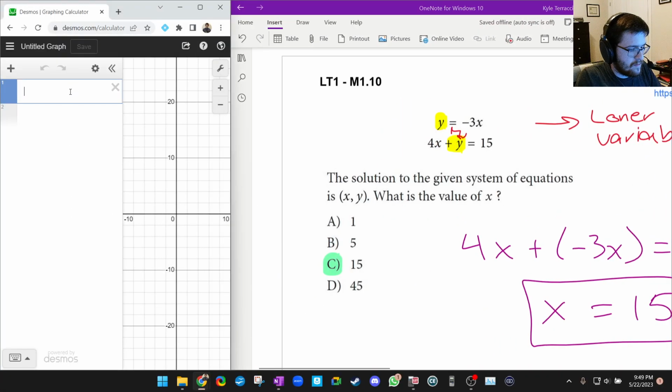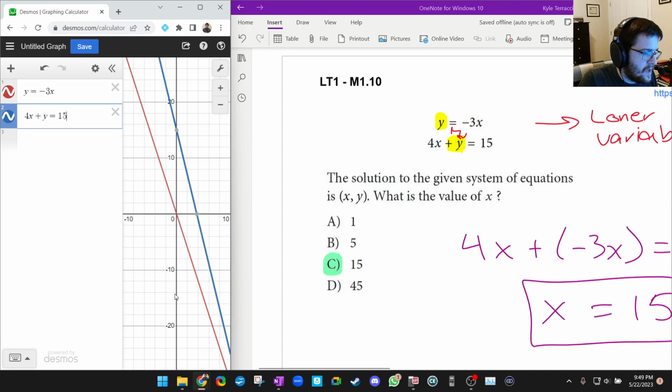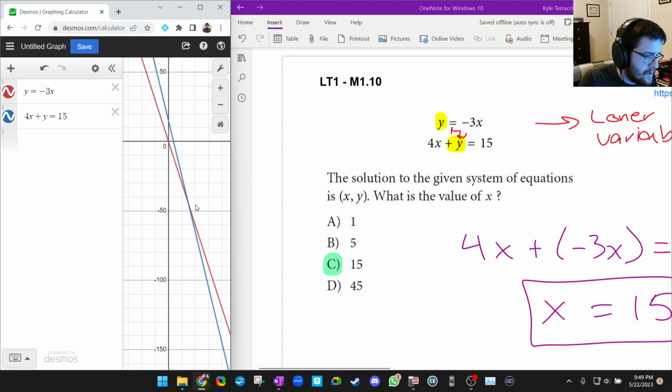Of course, any system, I made a video on this in my Desmos course. You can just type in any system and then just zoom out, see where they meet, click on it. And you can see x is 15, y is negative 45. So whichever way you prefer.